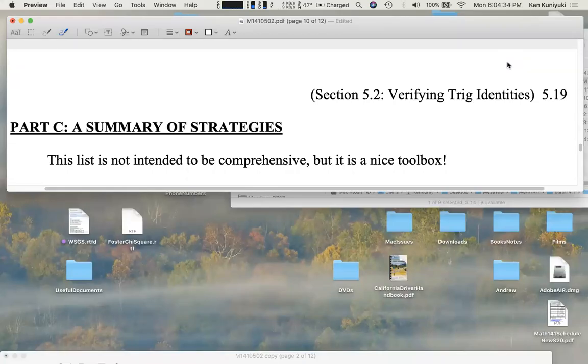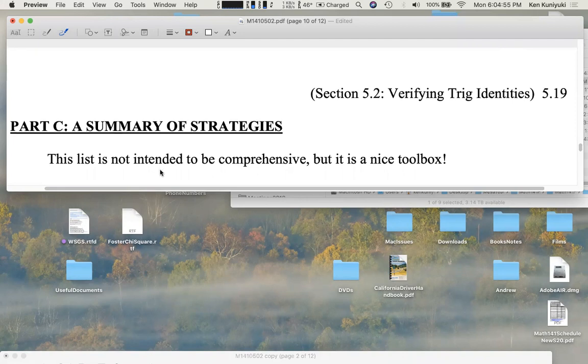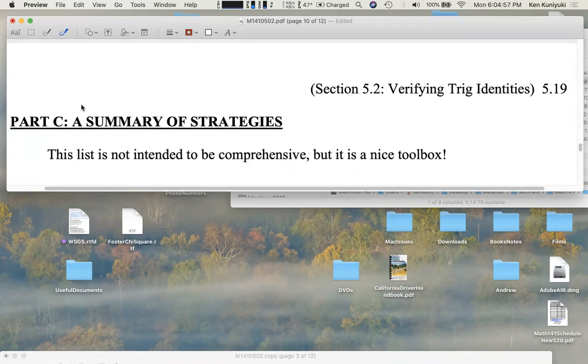Hi, everyone. Let's conclude section 5.2 with strategies or toolbox tools that will help you in both 5.1 and 5.2 when you simplify trig expressions and verify trig identities, which can be thought of as harder simplification problems with harder expressions where you're given the answer. Okay, so a summary of strategies. This is not a comprehensive list, but it's a good toolbox.